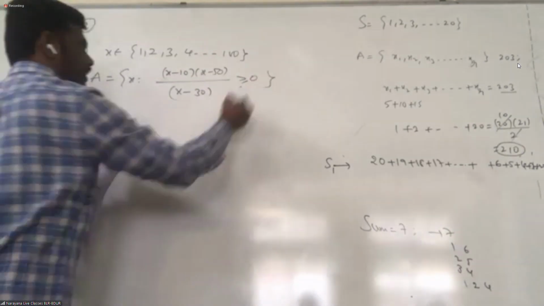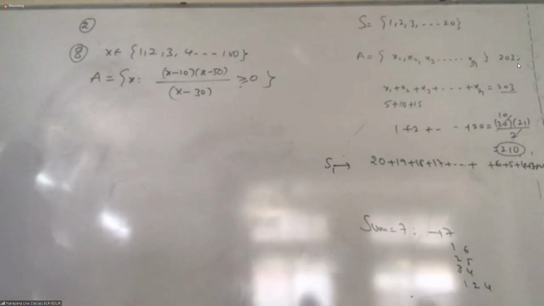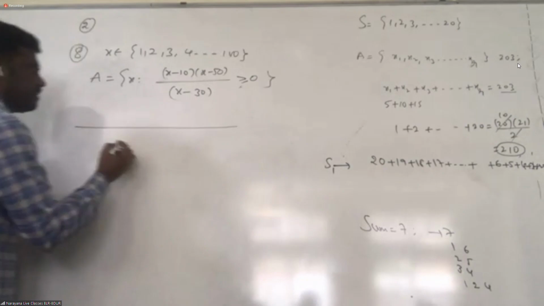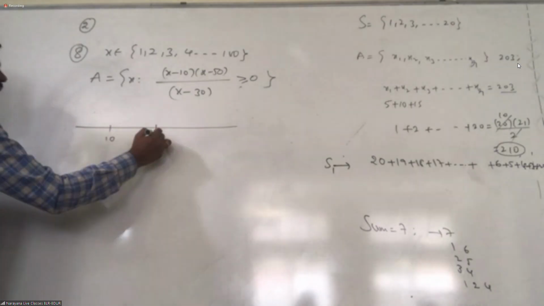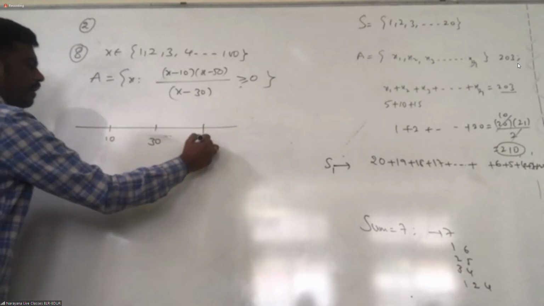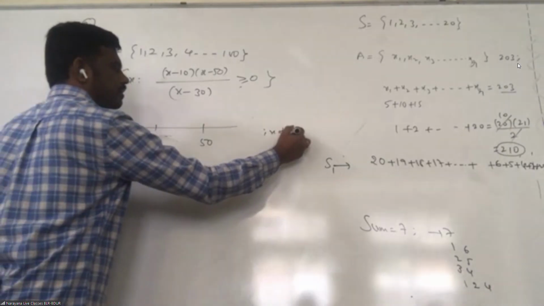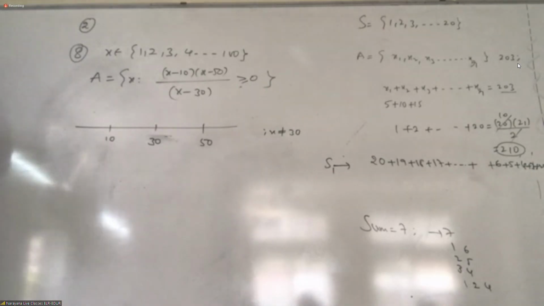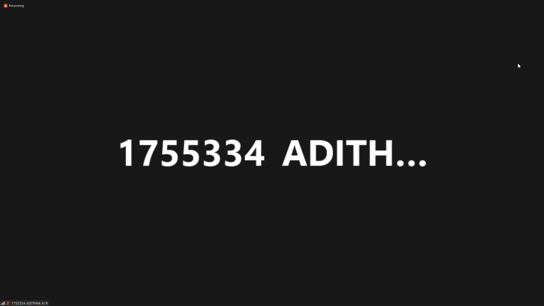What to do? Basic idea, anybody? Wavy-Curve method. We have to find Wavy-Curve method. What is that Wavy-Curve method? X is 10 here, 50, 30 and 50. But remember here X is not equal to 30. If X is equal to 30, what happens? Not defined. Yes. Now we'll apply Wavy-Curve method. You know, right, very well.